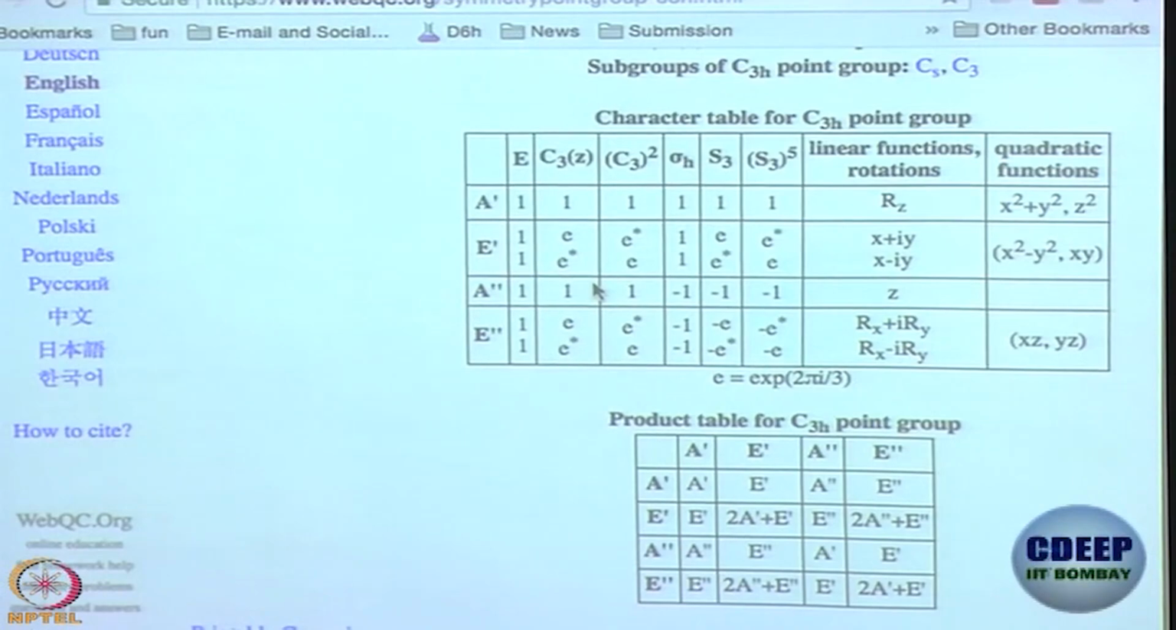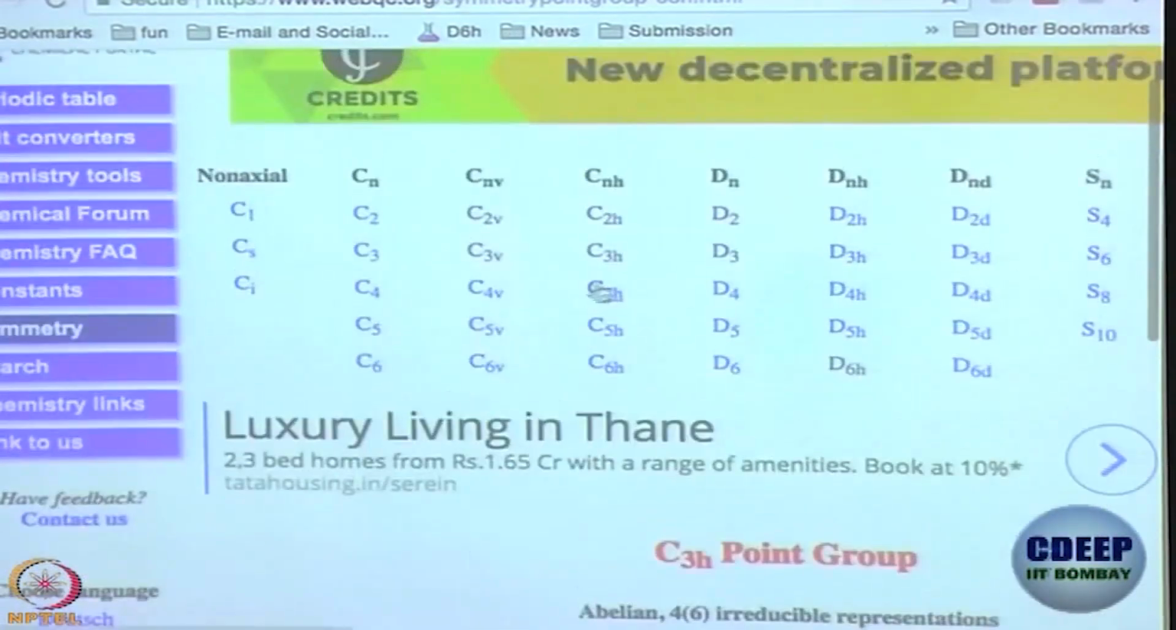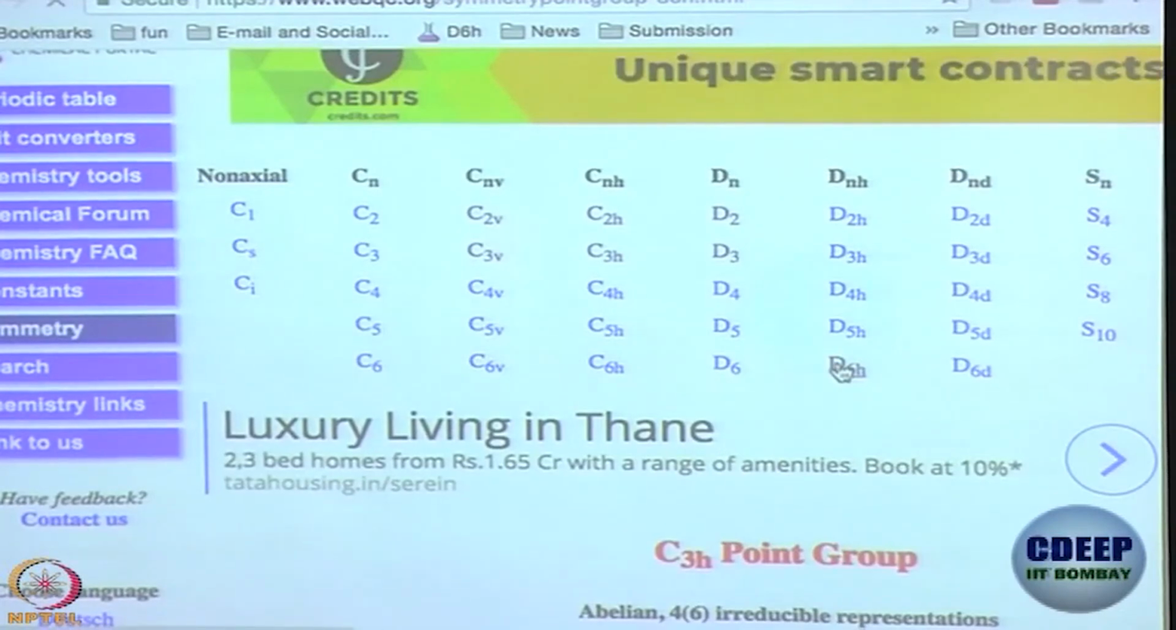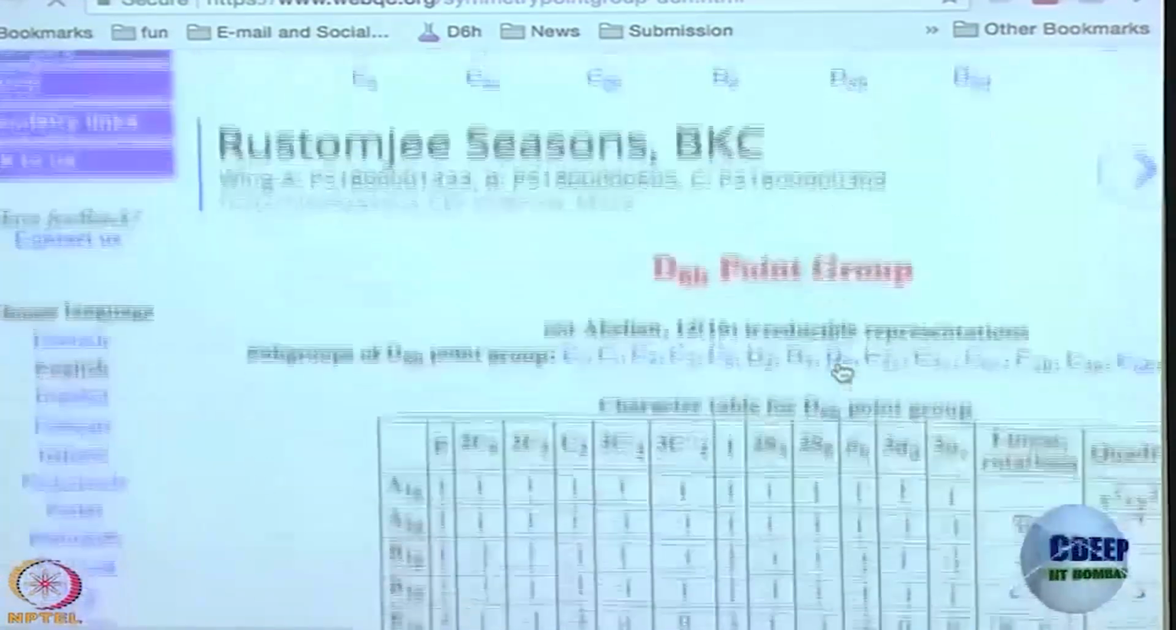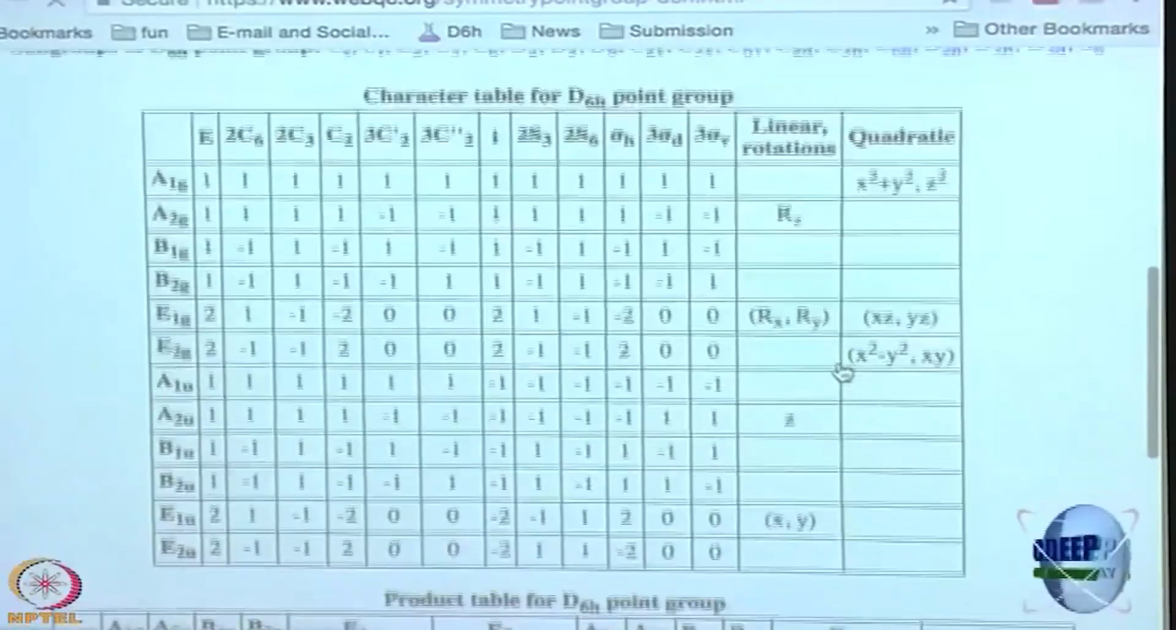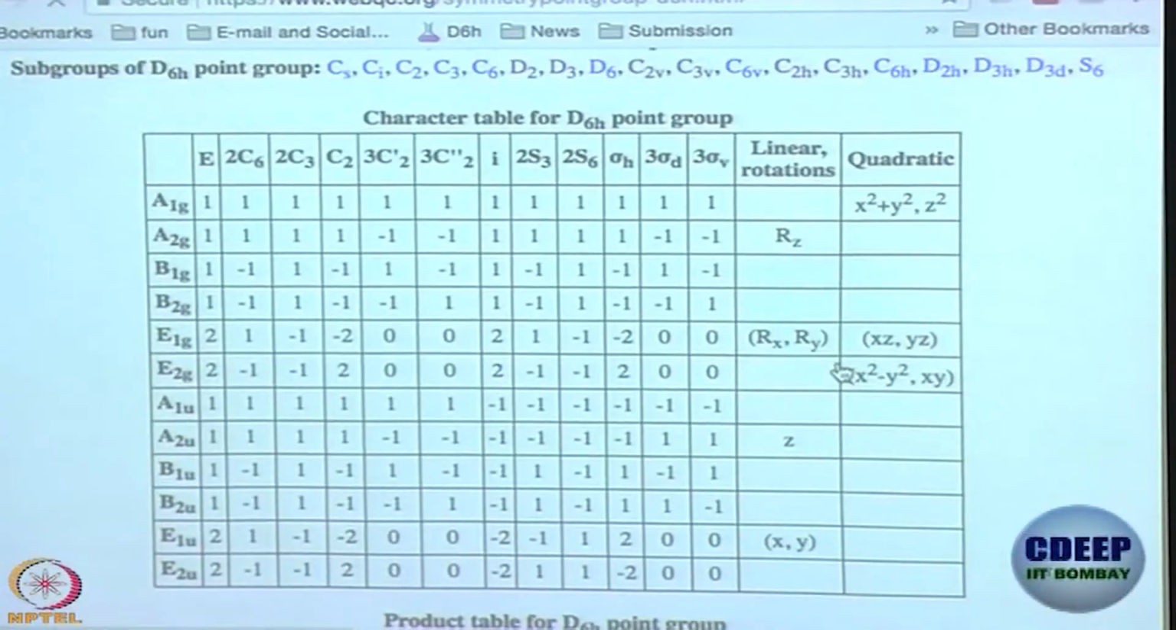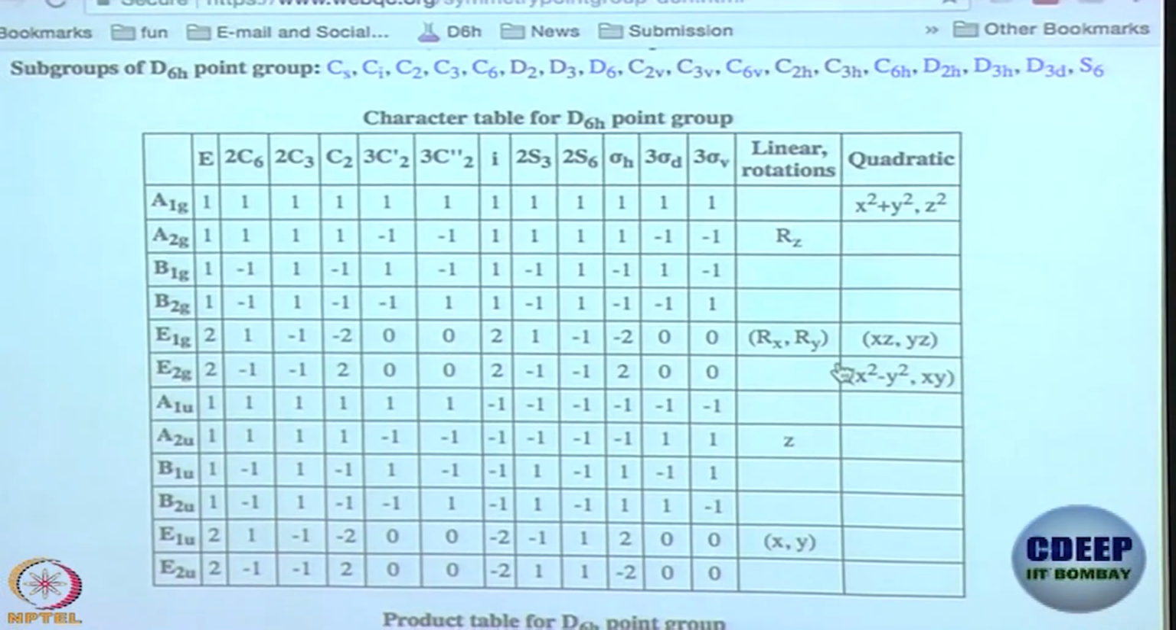Next is D6H is what I wanted to show you. D6H. What is the claim to fame of D6H? Why are we talking about D6H all of a sudden? Because D6H is the symmetry point group of a molecule that is an all time favorite with chemists, especially organic chemists. Which molecule? Benzene, right? Benzene is D6H, and in this course we are going to talk about electronic spectroscopy of benzene. We are going to need this character table there.